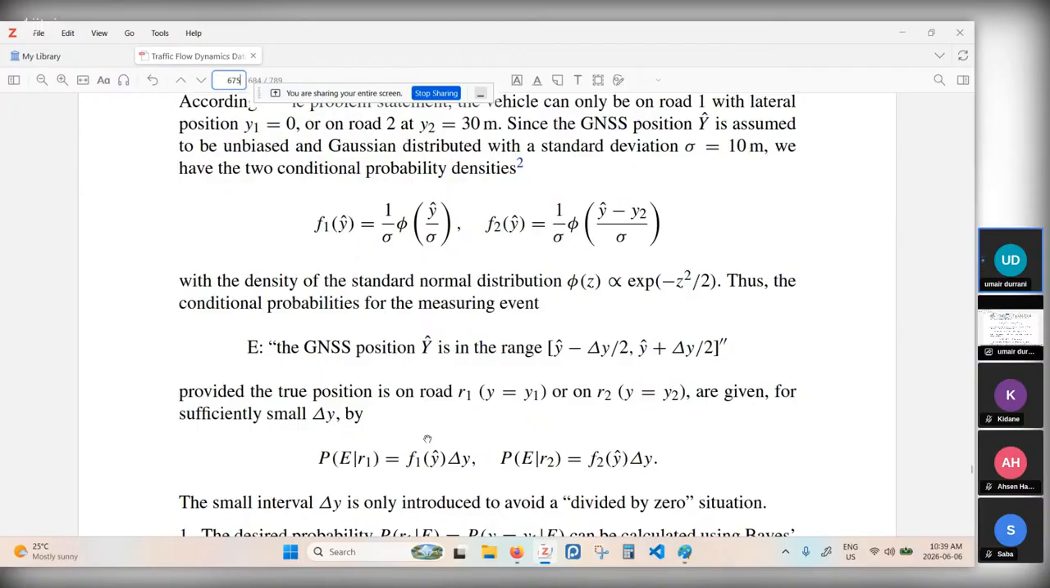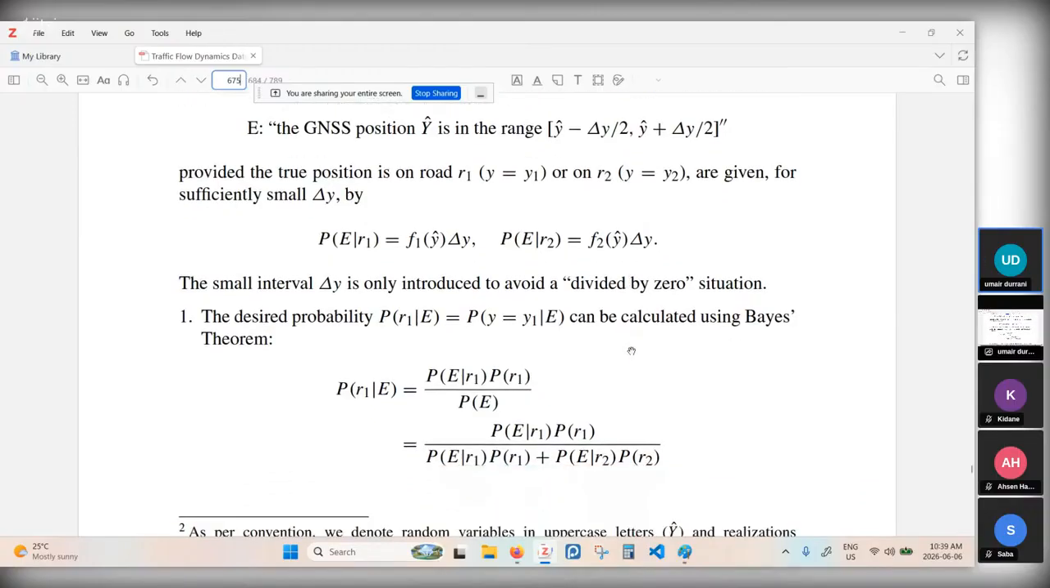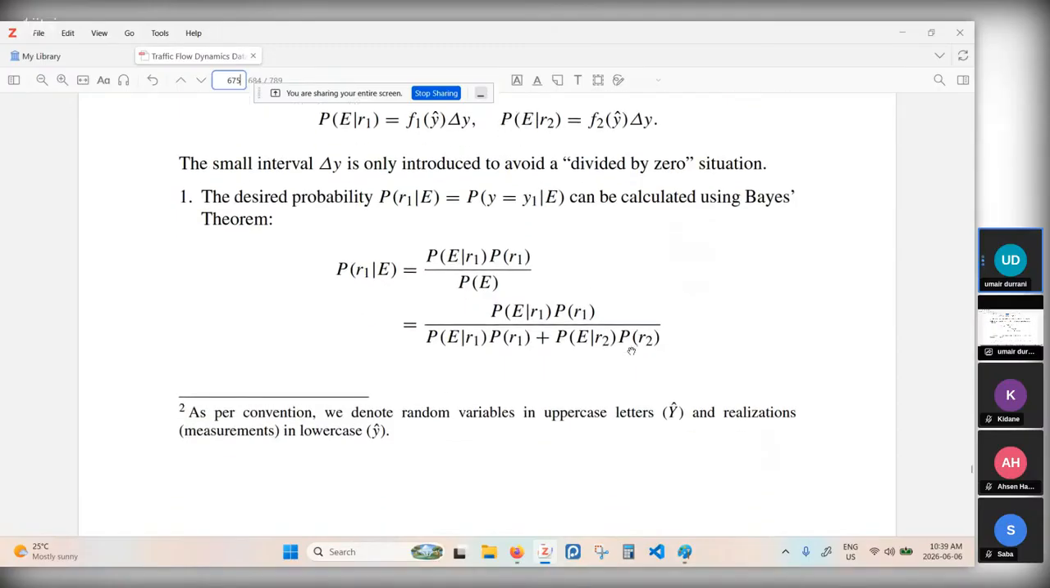So we can obtain that by getting the probability density using y hat times delta y. Similarly for R2. But the probability density varies depending on whether you are on R1 or R2. Here they say the small interval delta y is only introduced to avoid a divide by 0 situation. That's their assumption. And now the Bayes theorem is used.